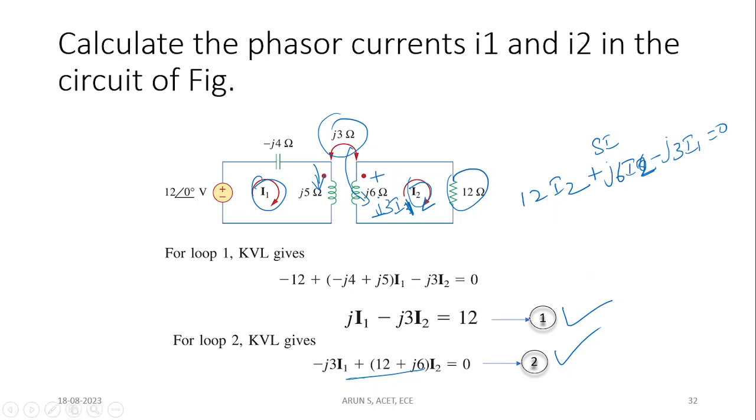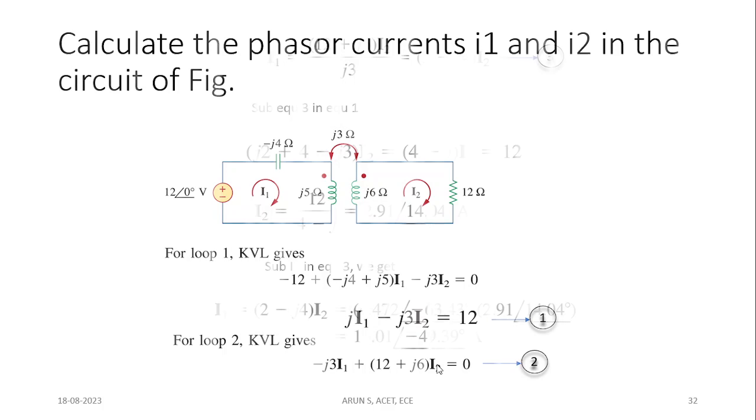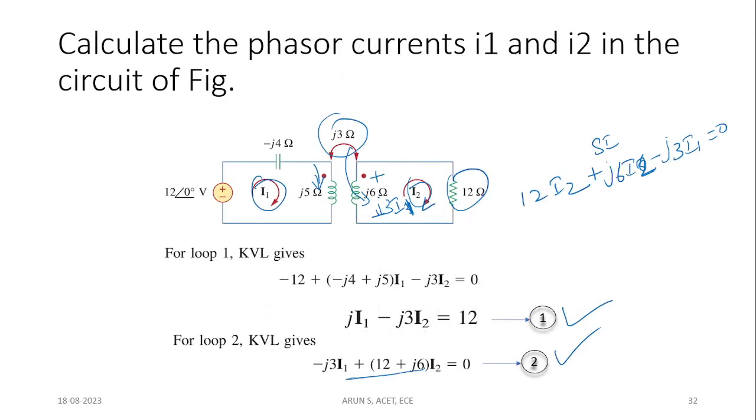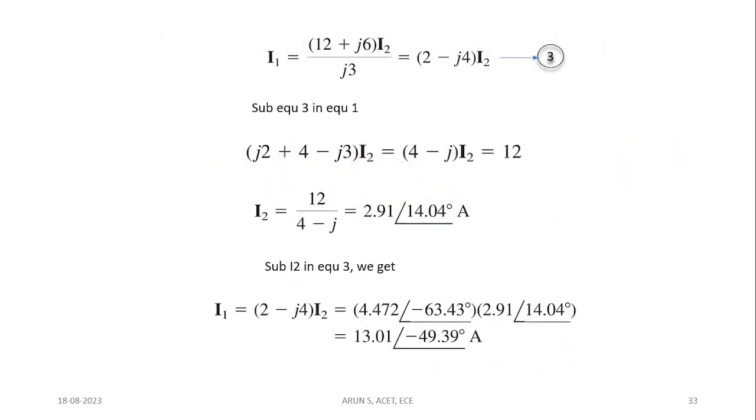Now I'll be using the equation from loop 2. I can write I1 equal to 12 plus J6 I2 by J3. What I have done is I just took I1 to the other side. I1 would be equal to 12 plus J6 I2 by J3. I can divide 12 plus J6 by J3 and I will get 2 minus J4. Please use a calculator to solve that. So now there is a relation between I1 and I2 from equation number 2. I1 is equal to 2 minus J4 I2.